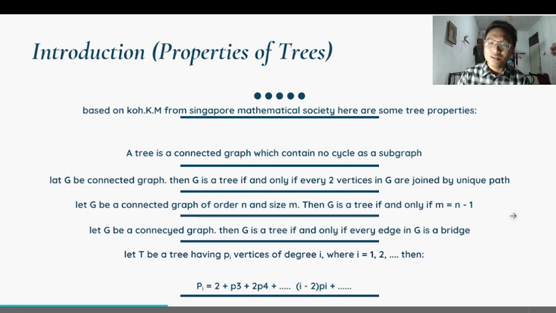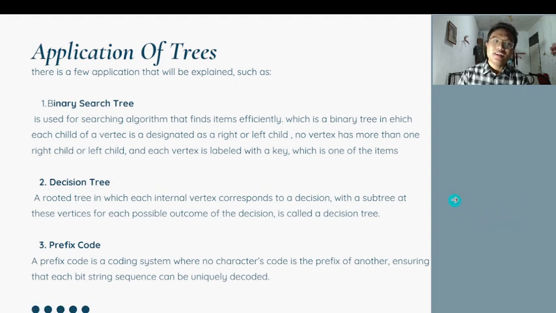Okay, then we will go to the next section. Here I will explain the applications of trees. The applications of trees include one, binary search tree, two, decision tree, and three, prefix code. Next, we will look at images of these applications, but first, I will explain what each one is.